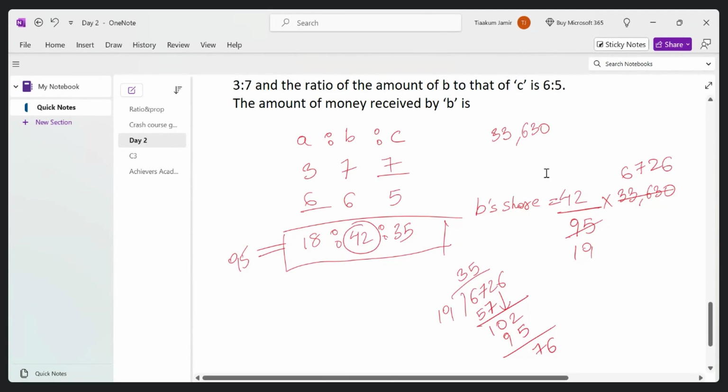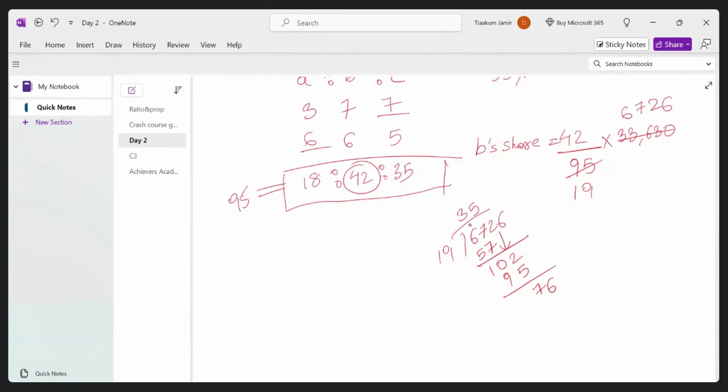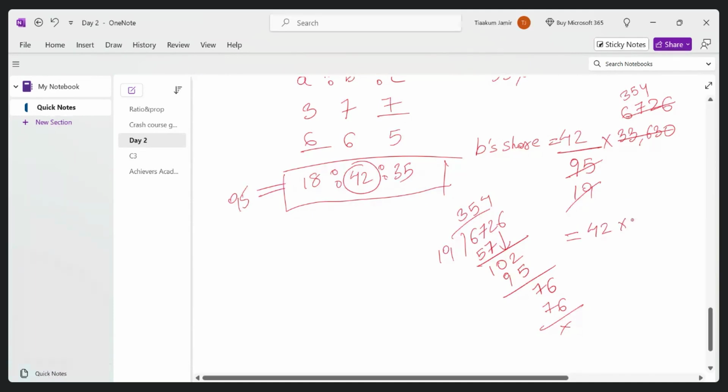76, how many times? 4 times. Let's check with 4 times: 4 9 times is 36. 3 in hand, 76. So 19 1 times, 19 3 54 times. Now B's share becomes 42 into 354. Now you can find the solution.